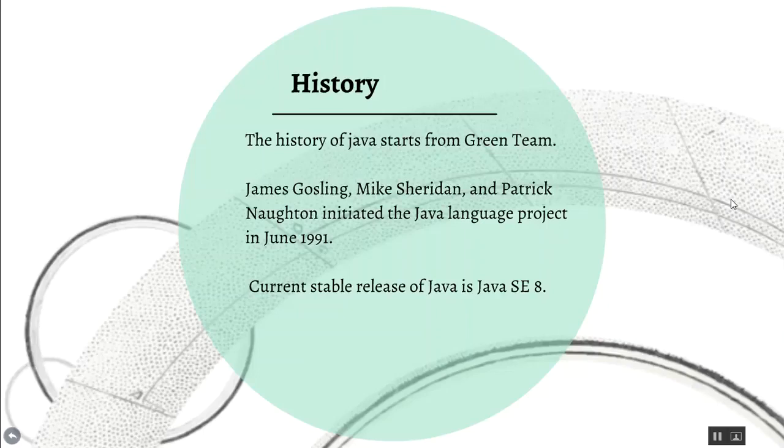James Gosling was the lead of that team, and he created the Java language with a team including Mike Sheridan and Patrick Naughton, etc., in June 1991. The current stable version of Java is Java 8. There are many different versions which were previously released by Sun Microsystems.